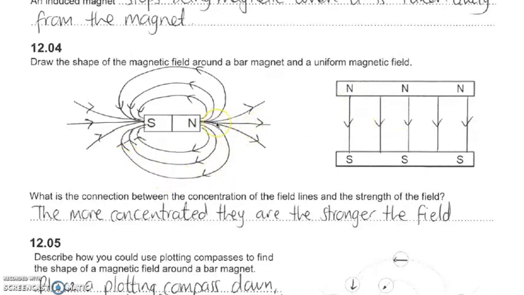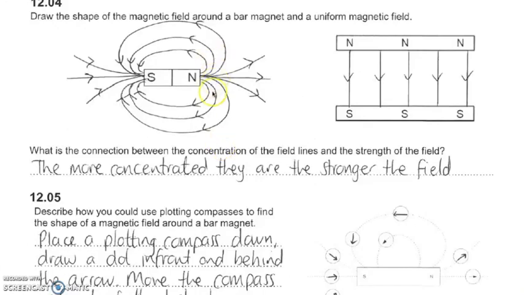So we can have what we call a magnetic field around a bar magnet, or what we call a uniform magnetic field. A uniform magnetic field is essentially when the magnetic field lines are parallel, like you see in this diagram, okay.